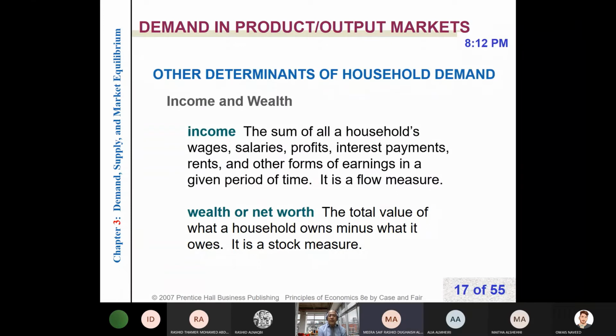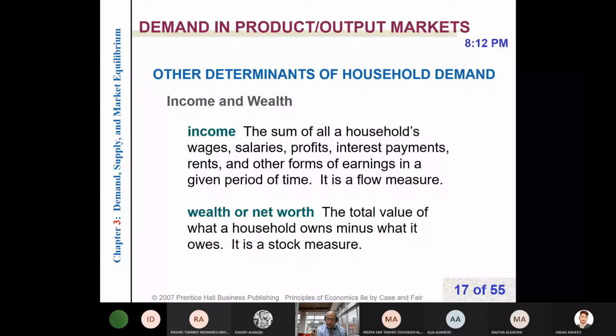Wealth or net worth: the total value of what a household owns minus what it owes, in a stock measure. Owns and owes. Since I have a salary, I manage to save a little money every month. So at the moment, my wealth equals 1 million dirhams.